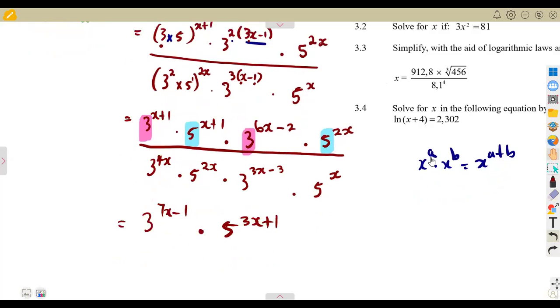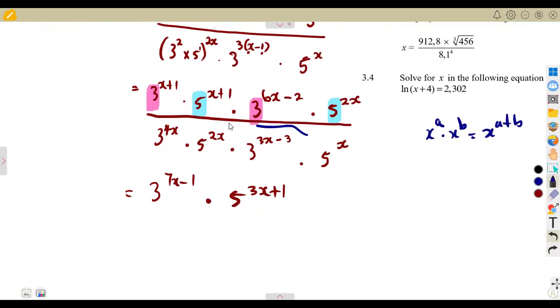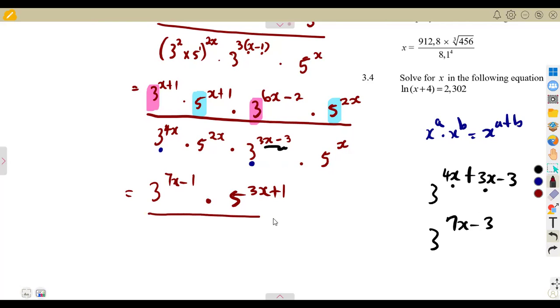With the same concept, we are going to affect also the denominator. So on the base of 3, you're going to add because you're multiplying these. So what are you going to do? Add exponents. So this is 4x plus this exponent 3x minus 3. So 4x plus 3x, that is going to be 7x minus 3. All right, so this is going to be 3 to the exponent of 7x minus 3.